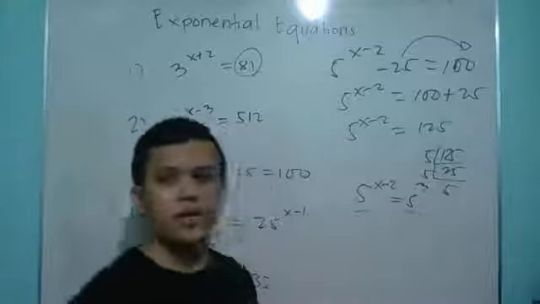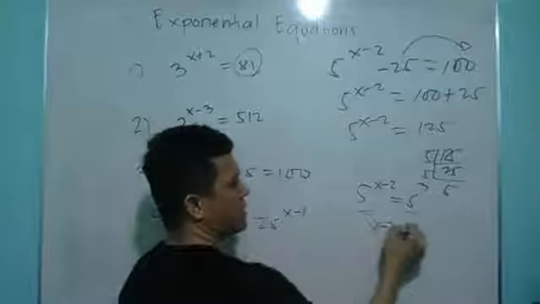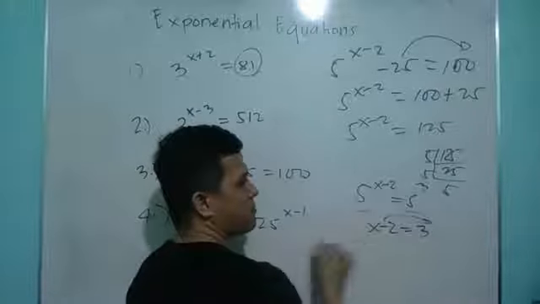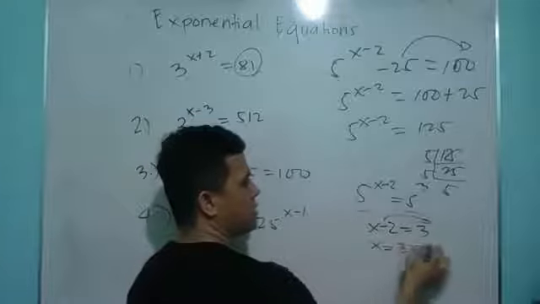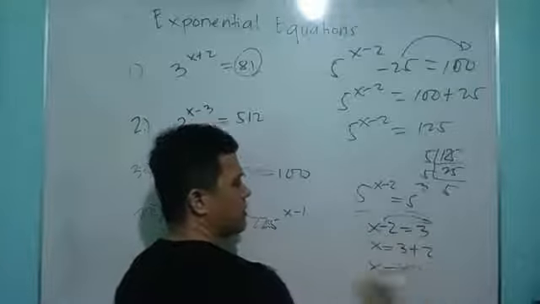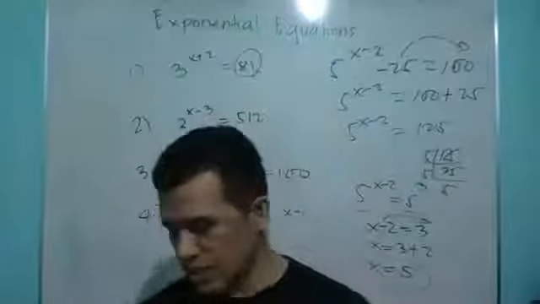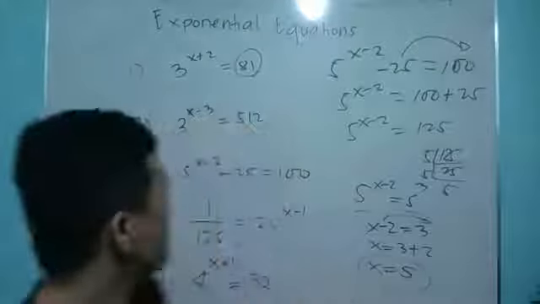Same base now. Okay, so same base, so equate the exponents. x minus 2 is equal to 3. Transpose that to the other side. x is equal to 3 plus 2, or x is equal to 5. There you go. That's it. Okay, so the next question.